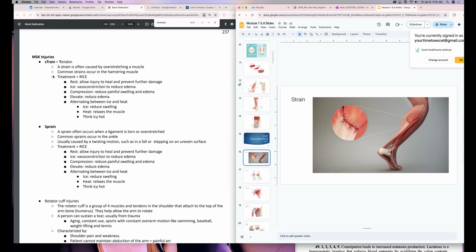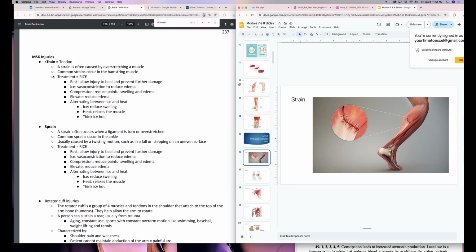If something is already damaged and you keep stepping on it, keep walking on it or keep using it, you're probably going to injure it worse. That's why you want to rest the area to allow it to heal and prevent further damage. You want to use I for ice, which is going to cause vasoconstriction and reduce edema.